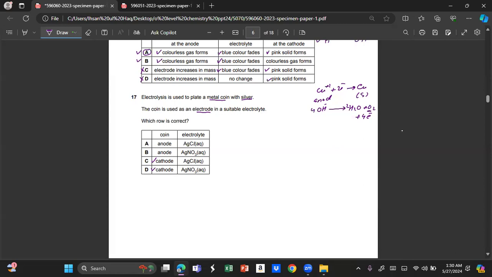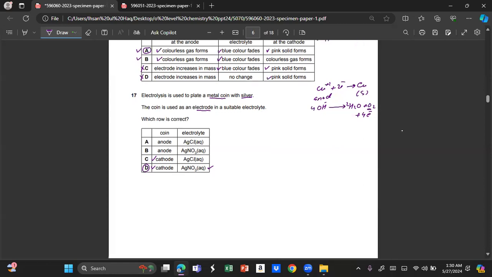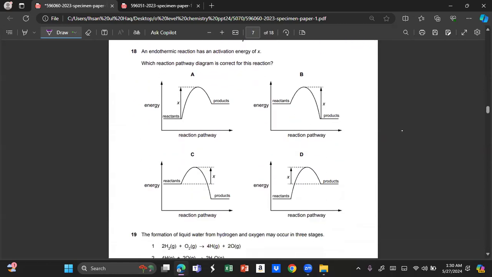Options. The solution should be silver nitrate or any other compound of silver, not AgCl. So silver nitrate is the best option. So this option is 100% correct. Let's move to the next question, 18. This is a very easy question.